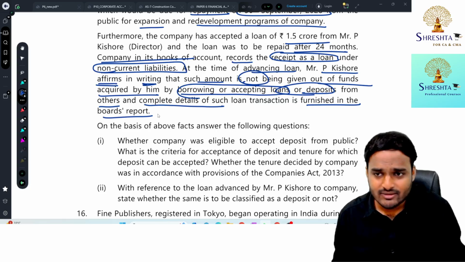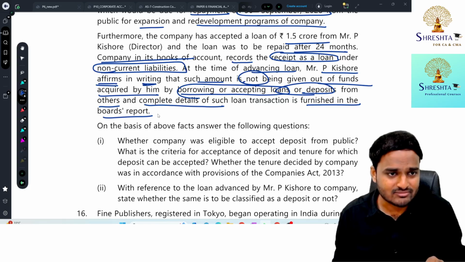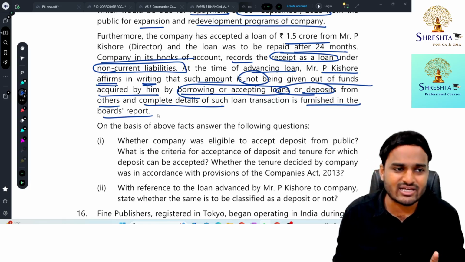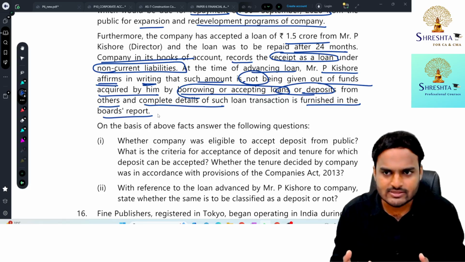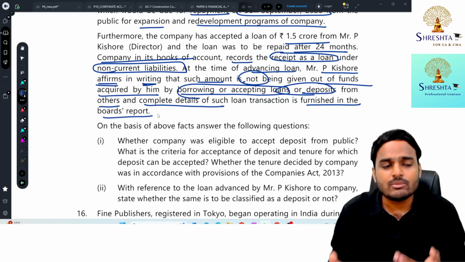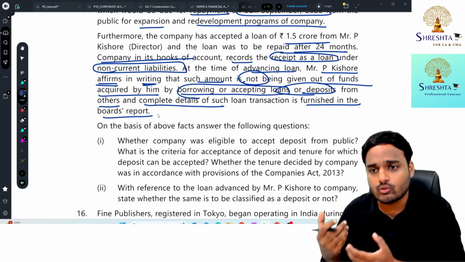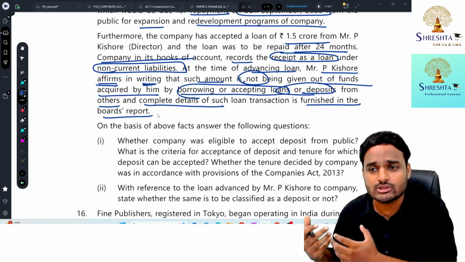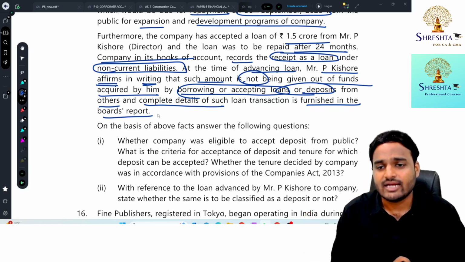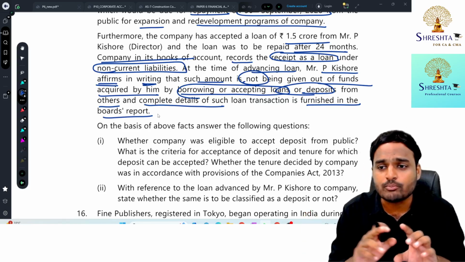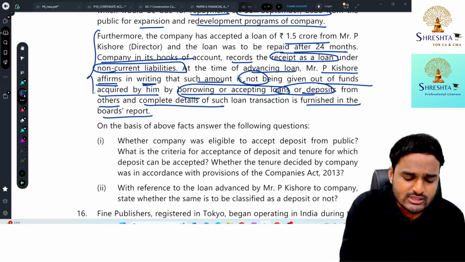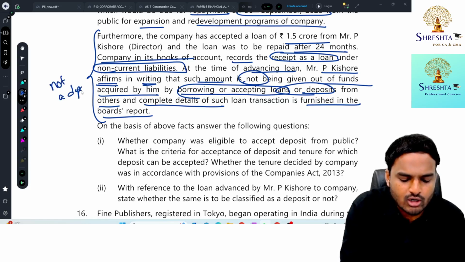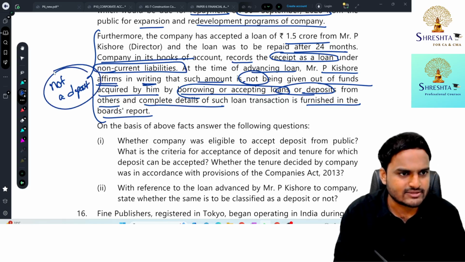Provided the lending director has to furnish a declaration stating that the funds given to the company are from his savings, not from borrowings, not from accepting loans or deposits from others. And the company has to report the same in the board report. If these two conditions are satisfied, then amounts received from the director are not treated as a deposit.